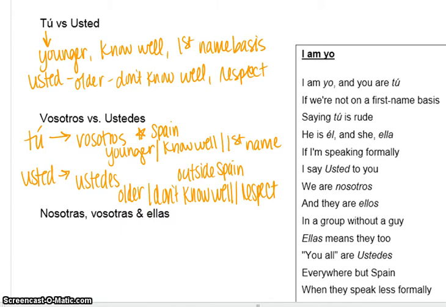Nosotras, vosotras, and ellas are used with only girls. And it doesn't matter how many girls there are. There could be one girl, there could be 17 girls, there could be 100 girls. It doesn't matter how old the girls are. If it's only females in the group, it's nosotras, vosotras, or ellas. As soon as one single guy, doesn't matter his age, it doesn't matter that there's only one of them, one guy walks into that group, it automatically changes from nosotras to nosotros, from vosotras to vosotros, and from ellas to ellos.